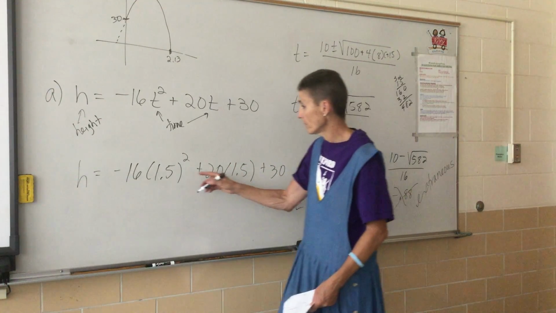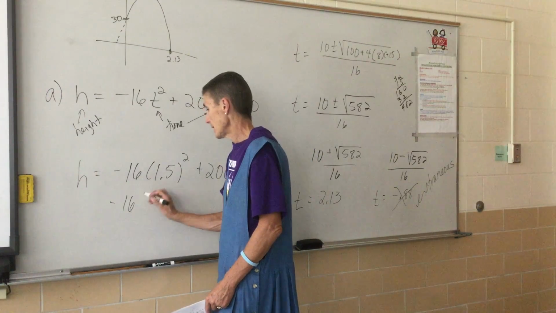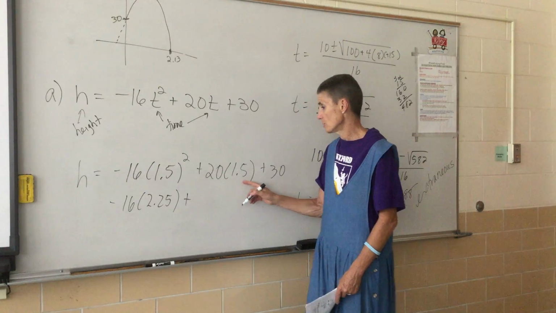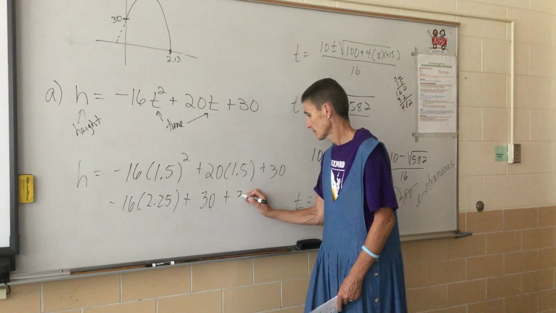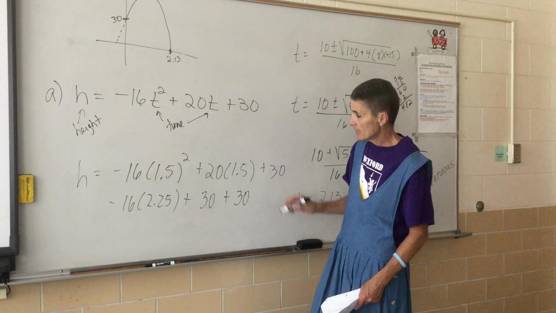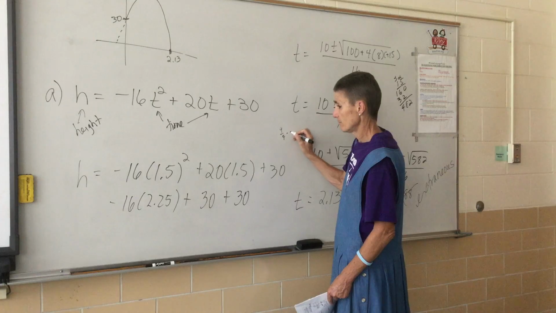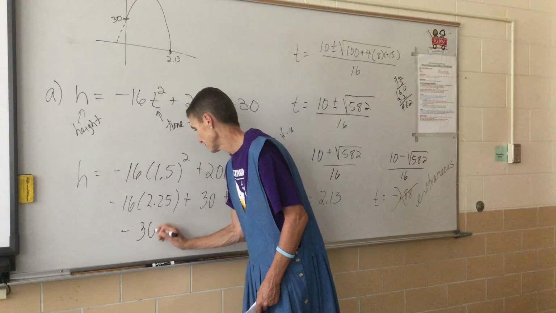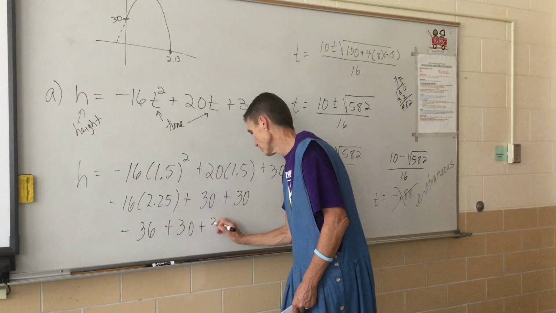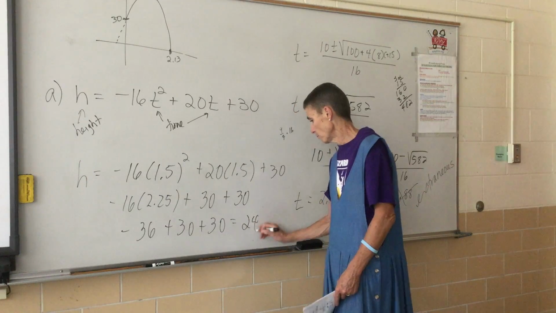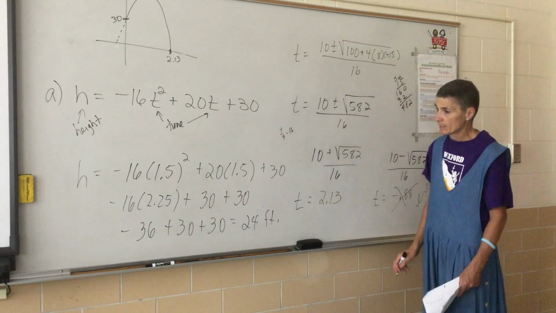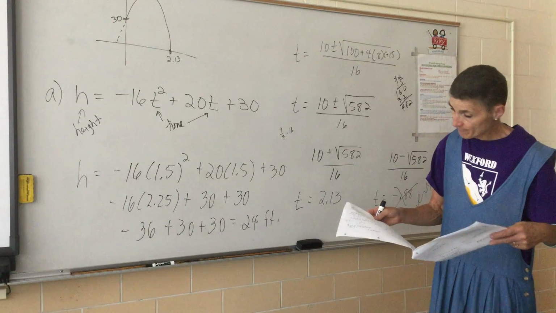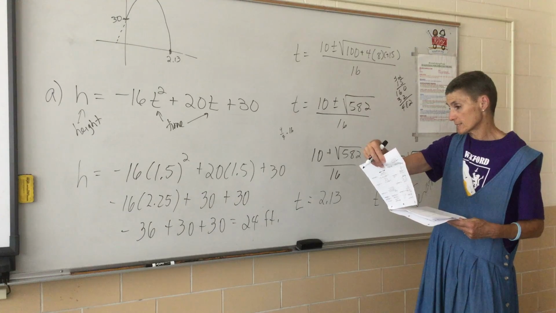So you're going to take 1.5 and square it. That's 2.25. You're going to multiply these two together. That's 30. And another 30 then on the end. And 2.25 times 16 is negative 36. Plus 30 plus 30. So I'm getting 24 feet as my answer, if I added and subtracted everything right. Did that without a calculator. Aren't you pretty impressed? Yeah, that's what it says.